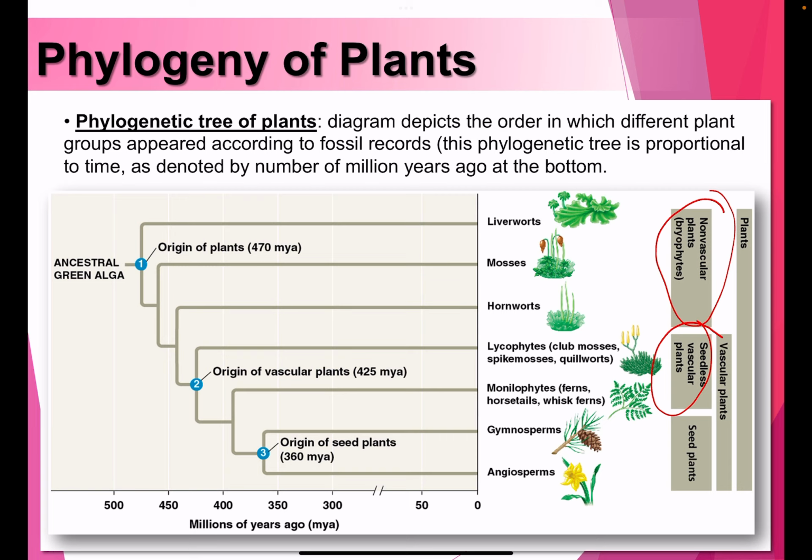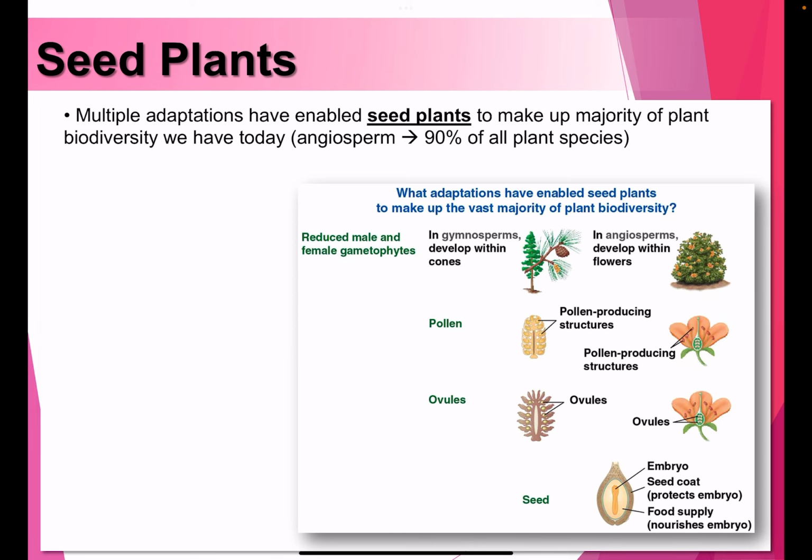And so in this chapter, we will finish up the rest of the phylogenetic tree by talking about seed plants, which include gymnosperms and also angiosperms. We kind of introduced what those are in the last chapter. So this chapter will dive deep into it. So let's get started. Just as we have talked about the adaptation of the first plants for life on land, we will talk about adaptations that have enabled seed plants to make up the majority of plant biodiversity we have today.